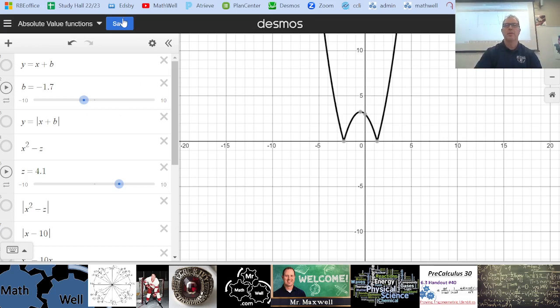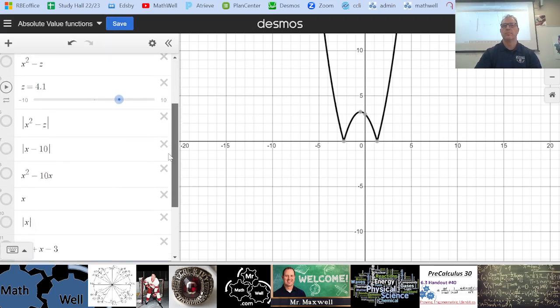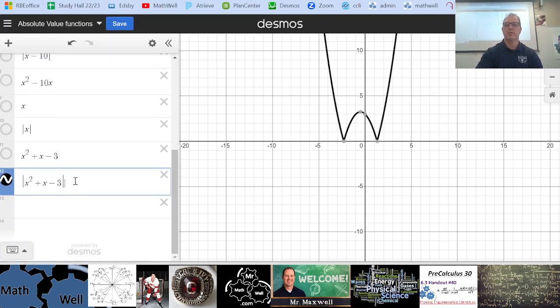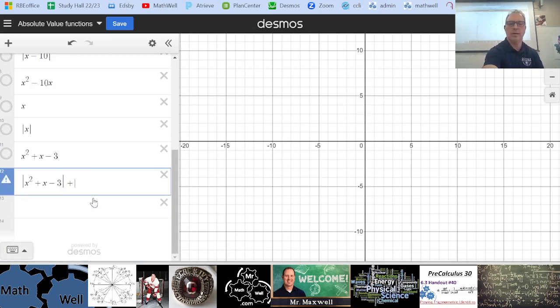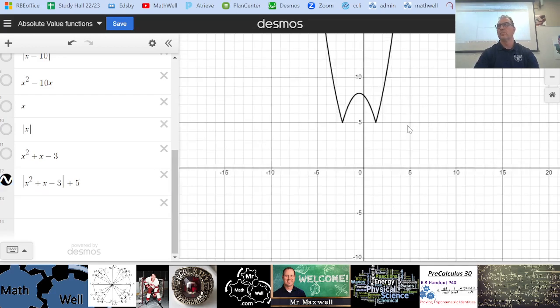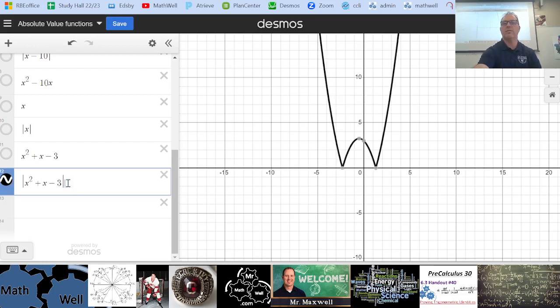Could you add 5 to this again? Okay, plus 5. Why is it still like this? Because look what's in the absolute value signs. This parabola is in the absolute value, right? Without the 5 there, that's what the parabola looks like.